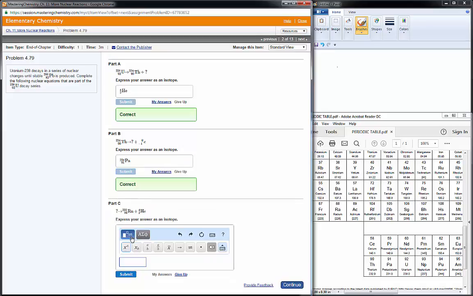And now, whatever's on the left still has to equal that which is on the right. So 222 plus 4 is 226. And 86 plus 2 is 88. And element number 88 is radium.